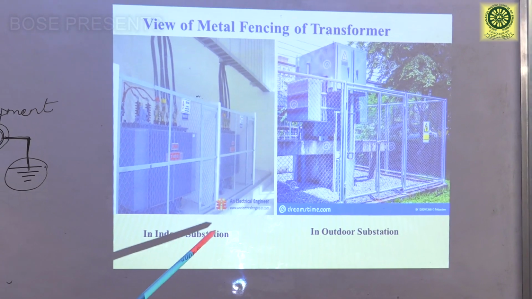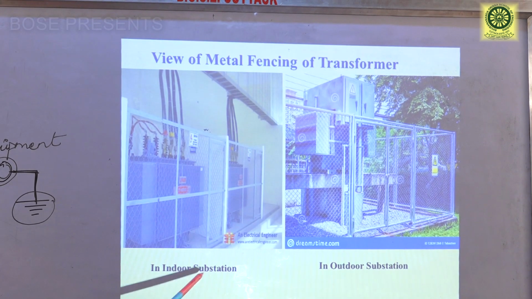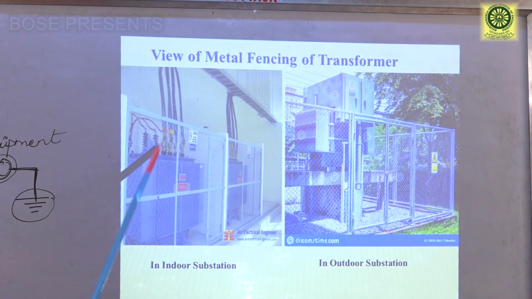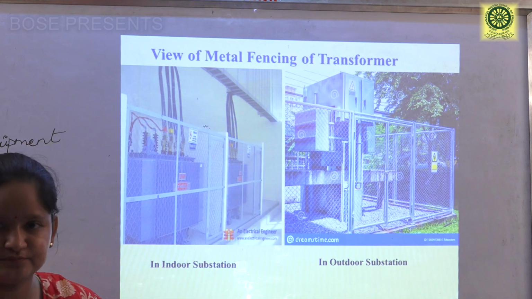See, this is the view of metal fencing. This is how a transformer is fenced by metal. In an indoor substation, this is how metal fencing looks, and in an outdoor substation, this is how metal fencing is done.